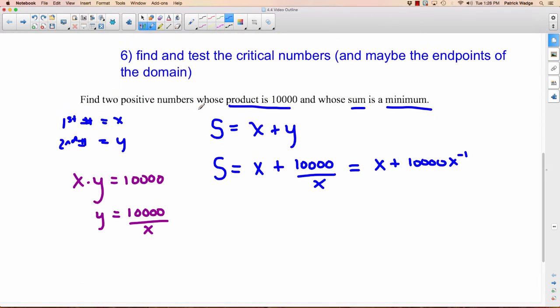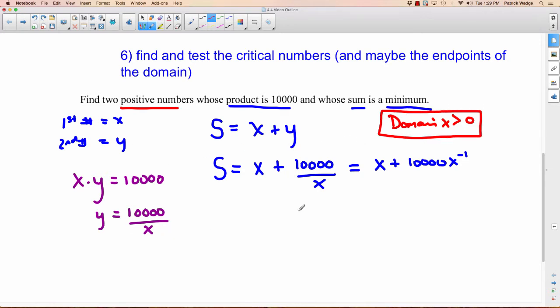So what's the domain of the sum? Are there any restrictions on the numbers? Yeah, actually there is. It says right here that it's 2 positive numbers. So our domain is that x has to be greater than 0. Can it be equal to 0? No, 0 is not positive. So this is our domain right here. X is greater than 0.